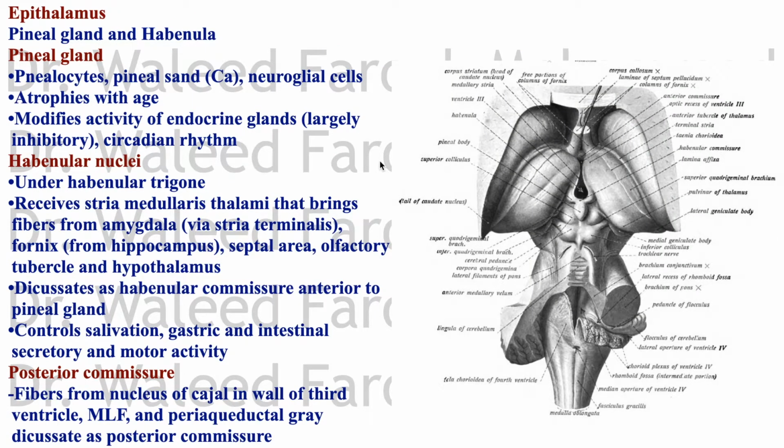Now, the epithalamus is composed of the pineal gland and habenular nuclei. In the pineal gland, in histology, you will find pinealocytes and deposits of calcium called pineal sand, and some neuroglial cells, of course. It atrophies with age and is responsible for the circadian rhythm, the changes in levels of different hormones in the body according to the light and dark cycle.